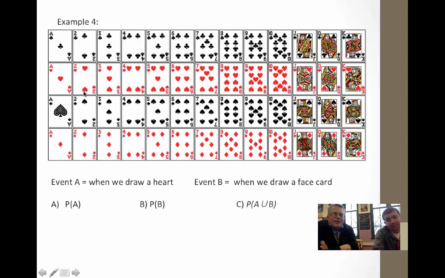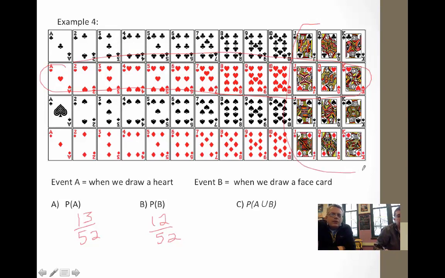Okay. All right, here we go. So this time, cards. A's event, we get a heart. And that would be 13 out of 52. Good. We won't simplify it yet. And those are all the hearts. B is the probability we get a face card. So that's 12 out of 52.